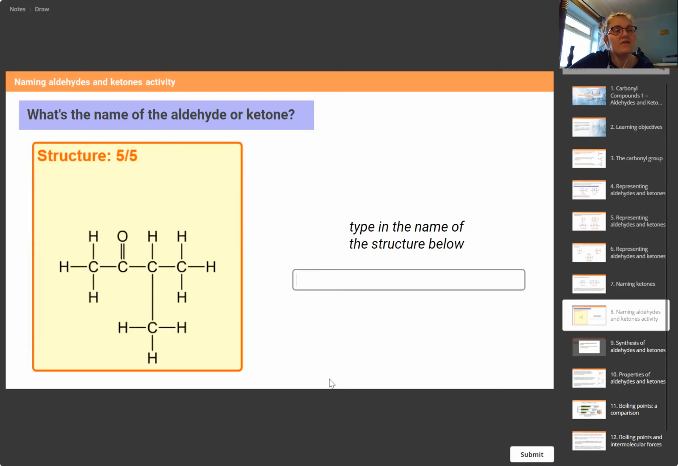And then finally we've got this. So let's have a look at our longest carbon chain. We could get 1, 2, 3, 4, 1, 2, 3, 4. So it's going to be but-. And we always count so that our carbonyl group gets number 2. So it'd be 1, 2, 3. So our methyl group's coming off our third carbon. So it would be 3-methyl. Oops, spelling methyl wrong. 3-methyl but- because we've got 4 carbons. It's a ketone.